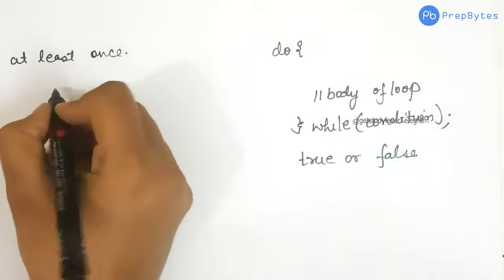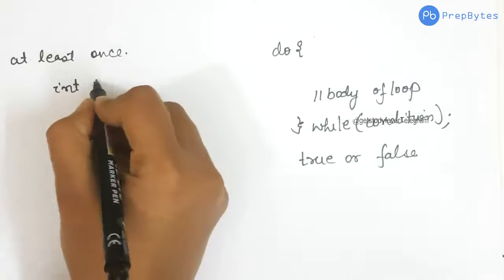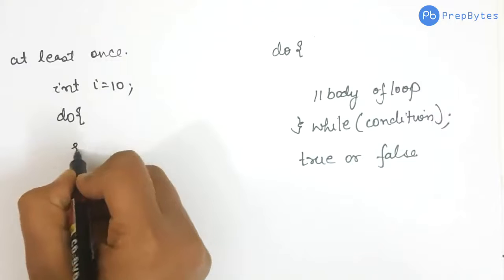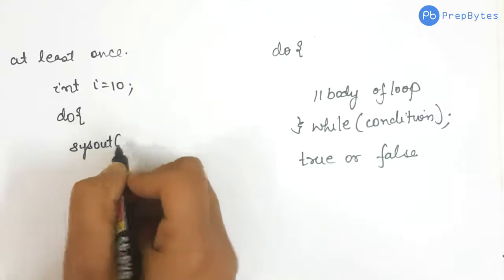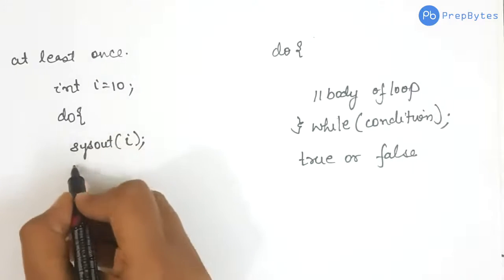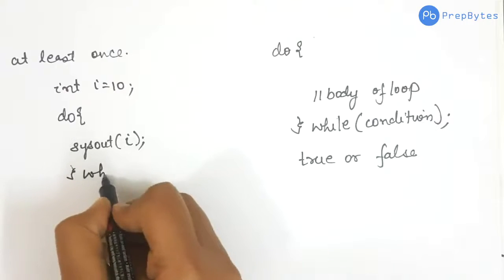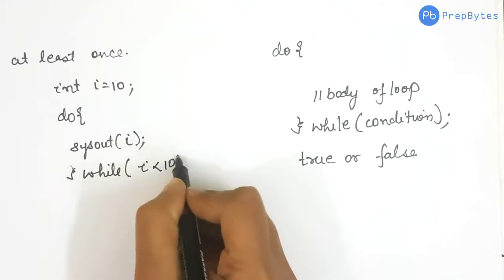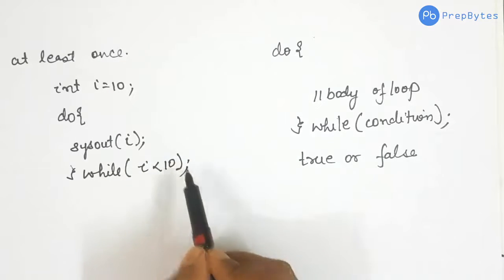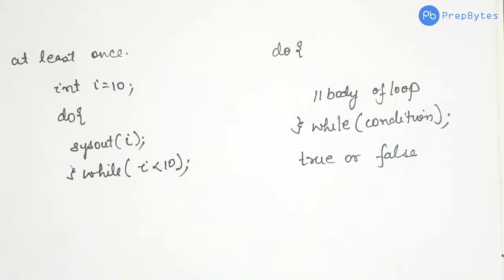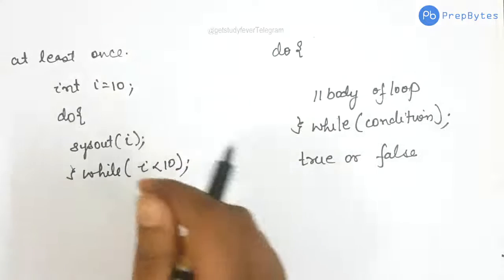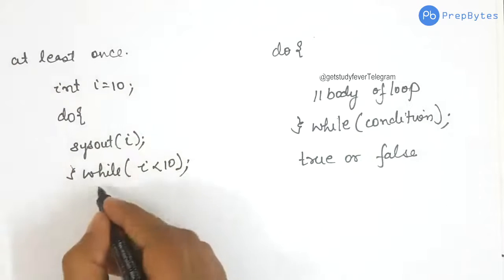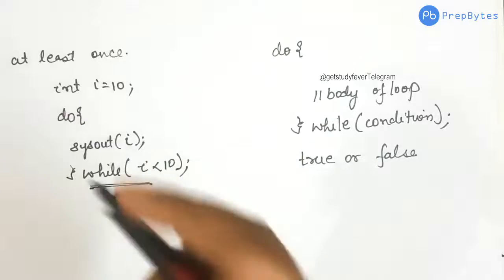So let's say I write a code int i = 10, then I write do, then let's say sysout i, and then we have a condition that i should be less than 10, and I put a semicolon here. So what happens in case of do while is that first the body of the loop gets executed and then the condition is checked. So what will happen?